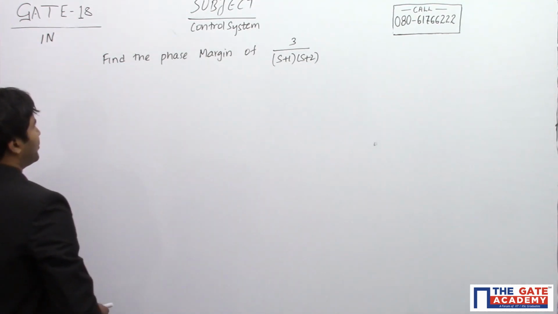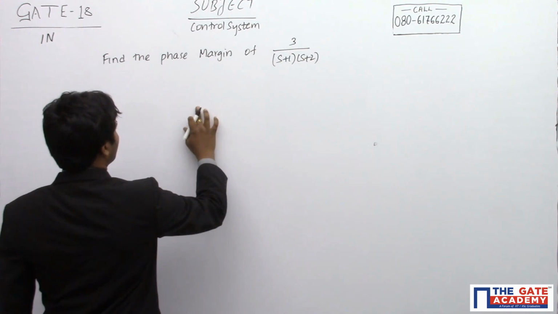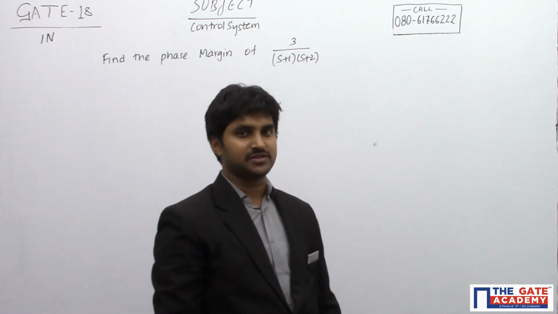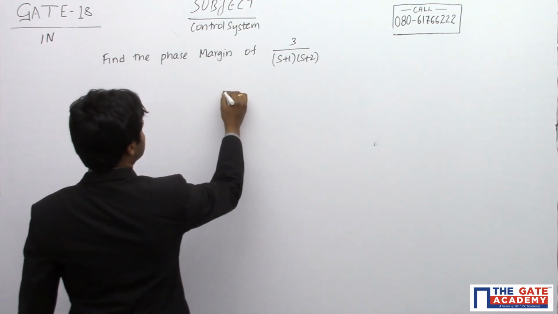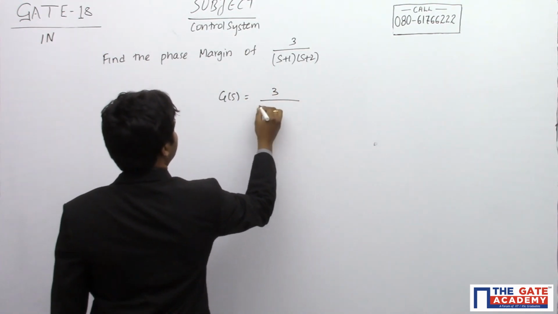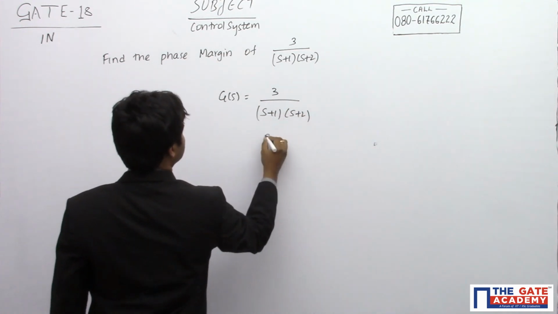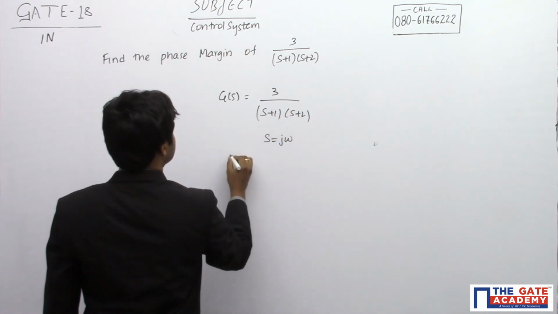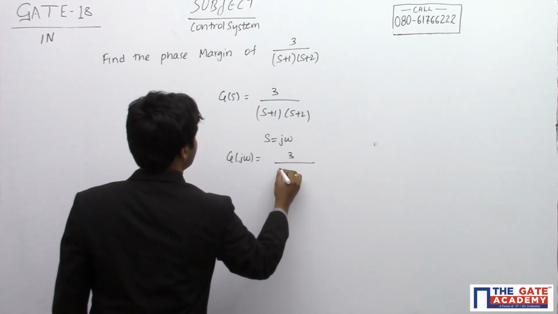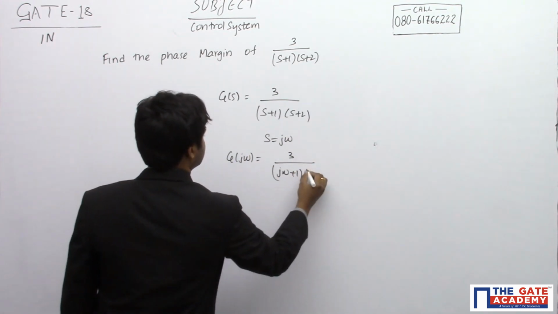So we know when we are finding the phase margin, first of all we have to find the frequency at which the gain becomes equal to 1. So if I consider G(s) is equal to 3 divided by (s plus 1) into (s plus 2), let us put s is equal to j omega. So G(j omega) is equal to 3 by (j omega plus 1) into (j omega plus 2).